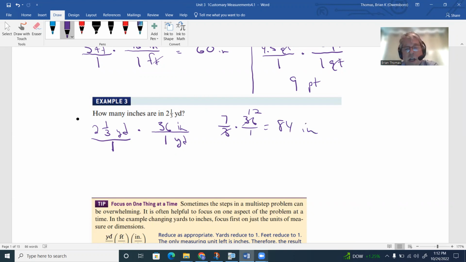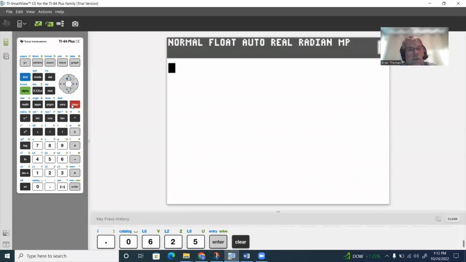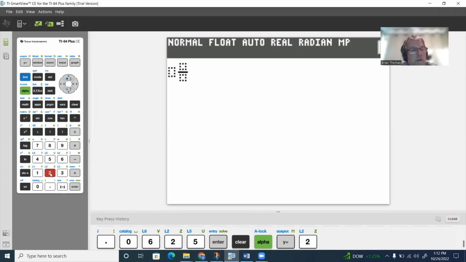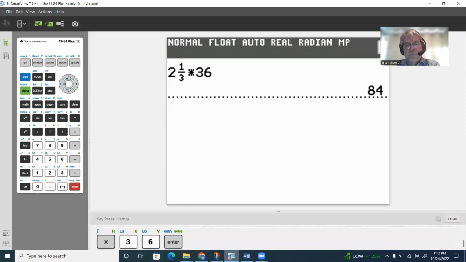Now you also could use your calculator and just times 2 1/3 times 36. So if I hit the alpha F1 button, notice number 2 creates this mixed number format. So I can put 2 times this 1/3, and then I can multiply that by 36. That will give me this 84 as an answer.